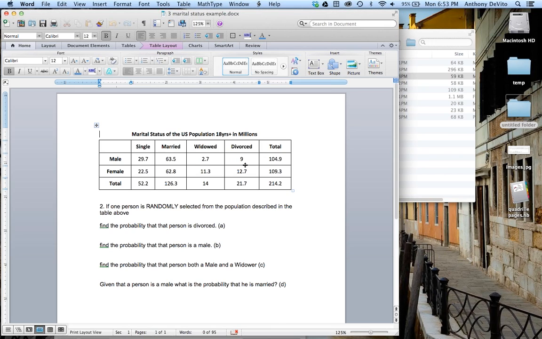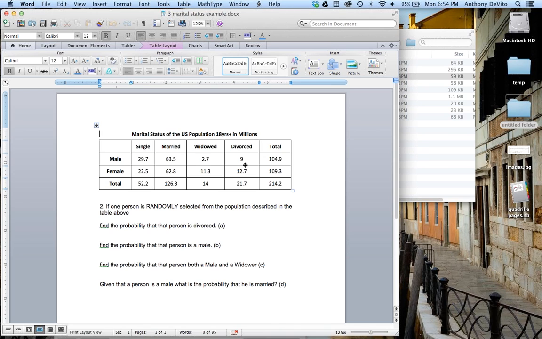So if I asked you how many males in the U.S. population are married, 104.9 million, right? How many females in the population are married? Okay, if I randomly choose one person from this population, right? I'm sure I misspoke. What percentage of the population is male? How many people in this population are male? It's 104.9.